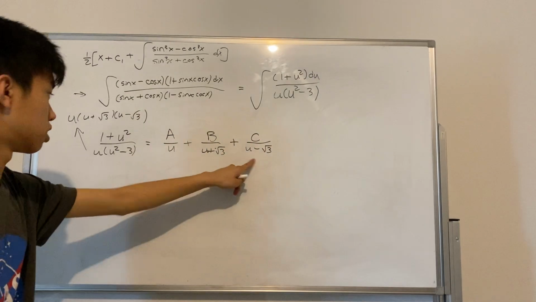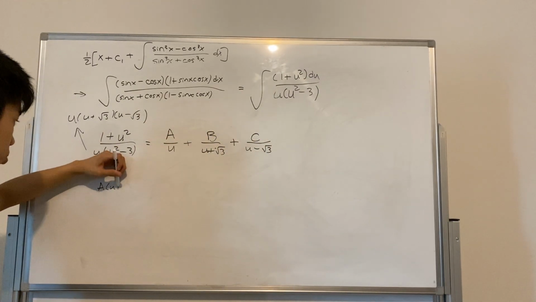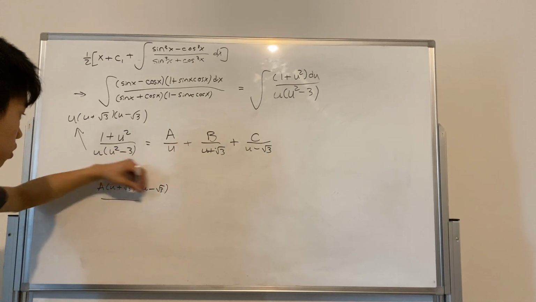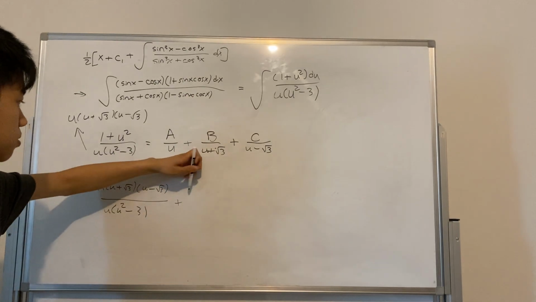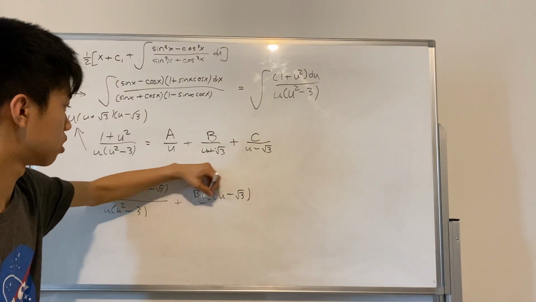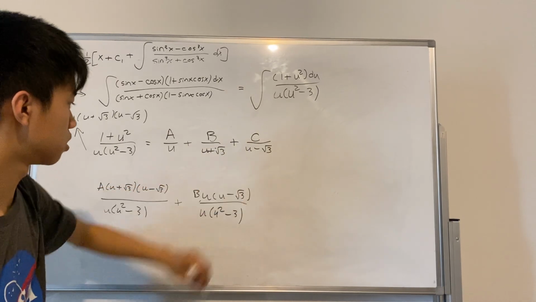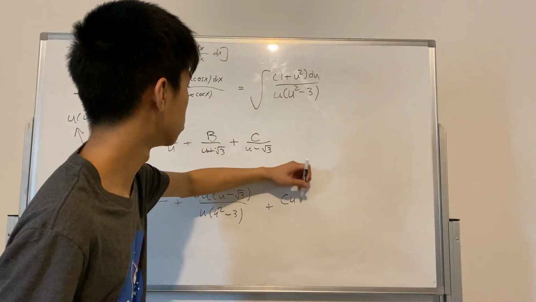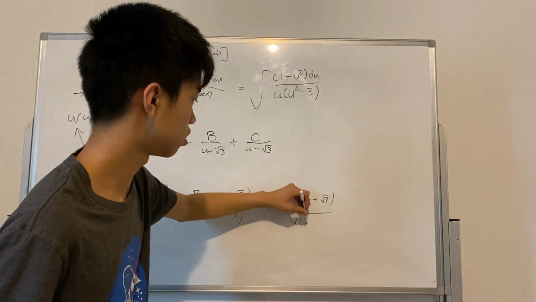So now we can just do the algebra. So this is equal to a times u plus root 3, u minus root 3 over u squared minus 3, plus b times u minus root 3 over u squared minus 3. Okay, and then we also have plus c times u plus root 3 over u squared minus 3.